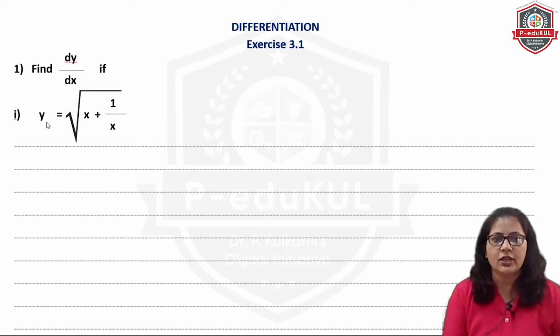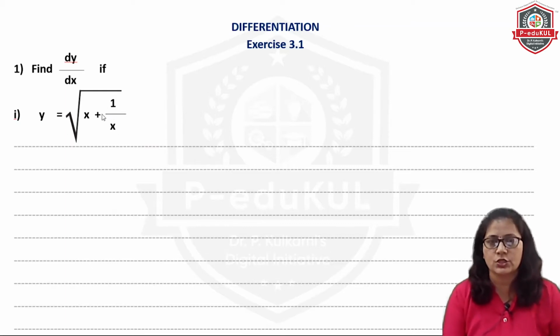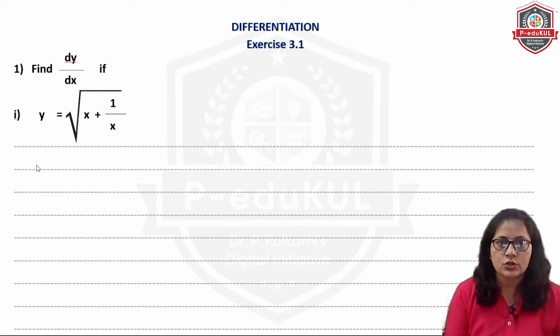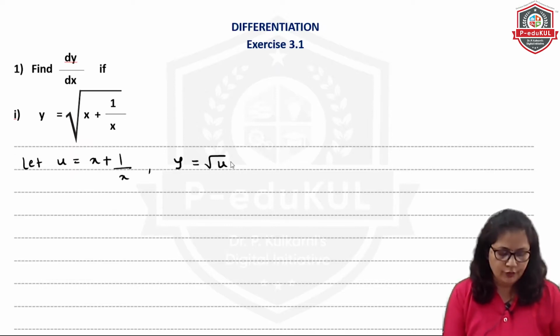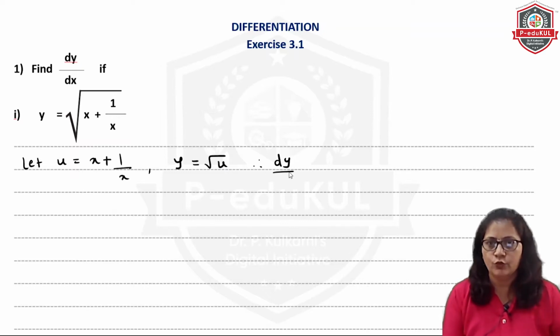Now here you can see that y is equal to under root x plus 1 upon x. So there are two functions. This x plus 1 upon x is an algebraic function written inside a square root, so we need to substitute x plus 1 upon x as u. Let u is equal to x plus 1 upon x, so my function y will be root of u. Now I will be differentiating this with respect to u first.